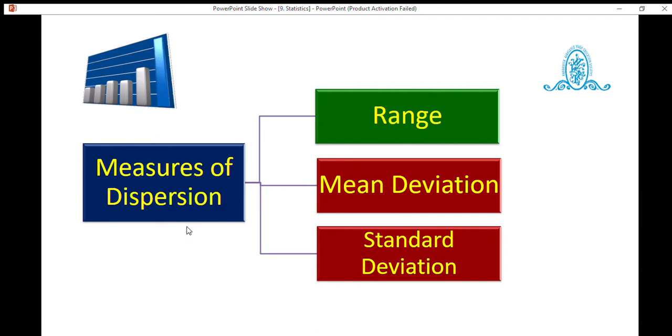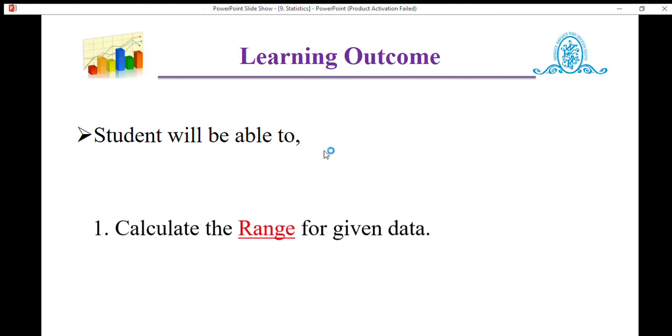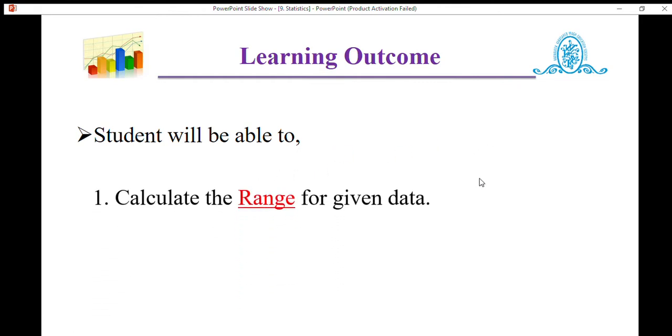So there are actually three types of measures of dispersion: range, mean deviation and standard deviation. From these three measures of dispersion, today we will discuss the first, that is range. Before going further, let's see the learning outcome of today's video. After watching this video, you all will be able to calculate the range for a given type of data.